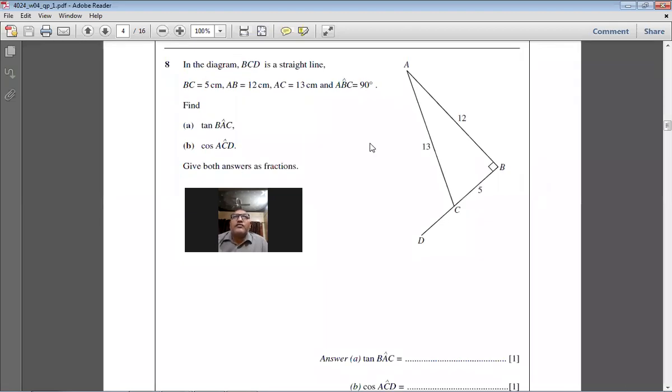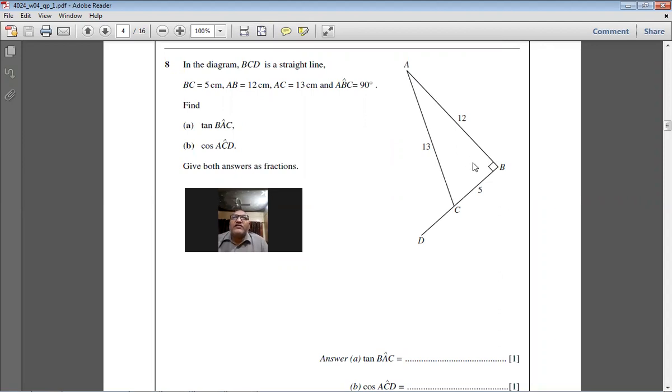Question number 8. So this is the question. It says in the diagram, BCD is a straight line. BC is 5 centimeter, AB is 12 centimeter, AC is 13 centimeter, and the angle ABC is 90 degree. Find the tan of BAC. So basically, he's asking for this angle.